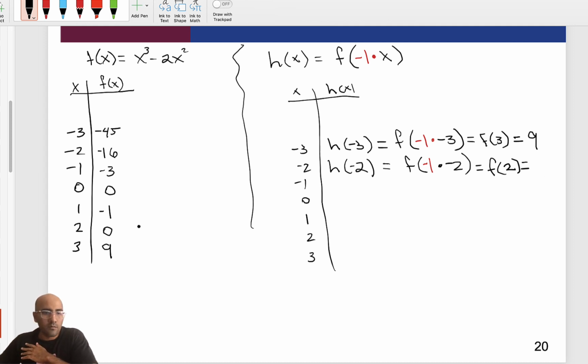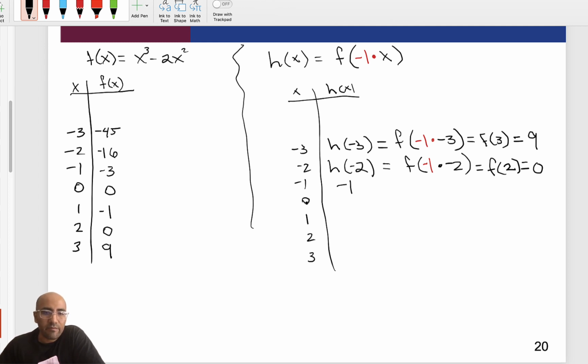Which means I can go back to my table and see that the answer is 0. Okay, so we start to see a pattern here. When I plug in a -1, I'm really going to get the answer I normally would have gotten for f of +1. So here I can see that this is just going to be a -1, the result from there. And 0 is going to be the result.